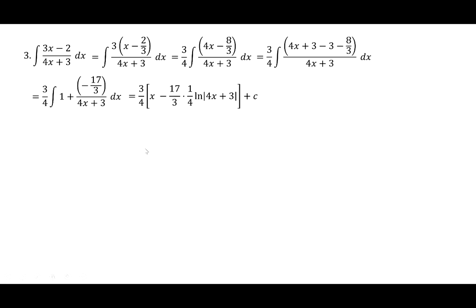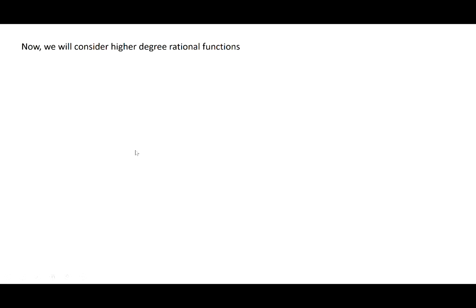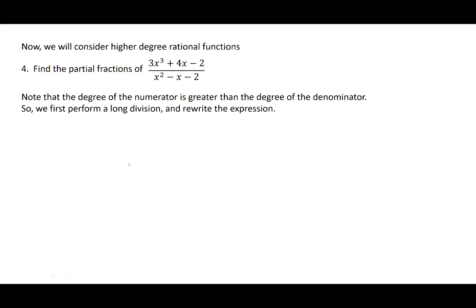So these are the cases where we have a linear polynomial over a linear polynomial. Okay. What next? Now let's consider higher degree rational functions. Now clearly the degree on the top is bigger than the degree on the bottom, 3 versus 2. And so what do we do now? Here, the numerator's degree is greater, so we perform a long division and rewrite the expression. We perform a long division. Y'all remember how to do long division?